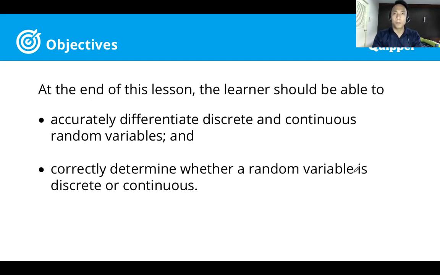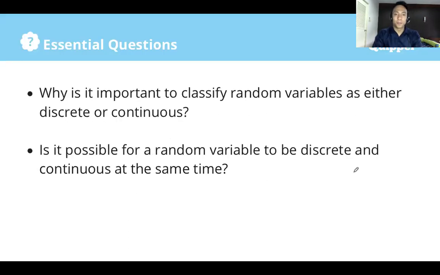Let us first recall the definitions we have. We have the random experiment, the outcome, the sample space, and the random variable. So these are the essential questions. Why is it important to classify random variables as either discrete or continuous? Is it possible for a random variable to be discrete and continuous at the same time? So we will answer those questions later.